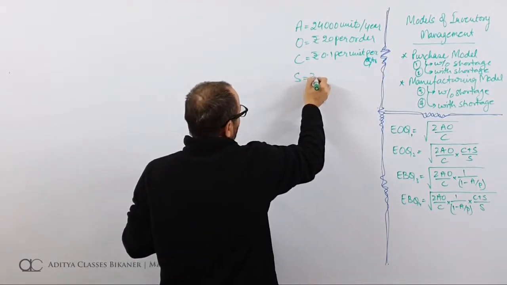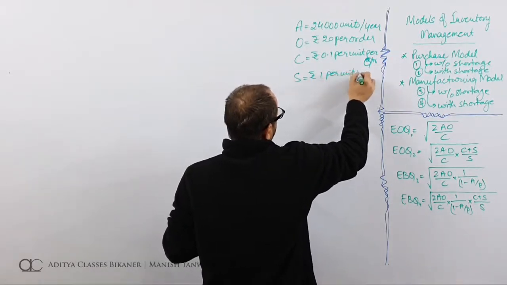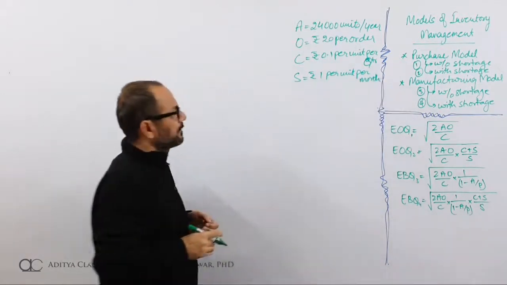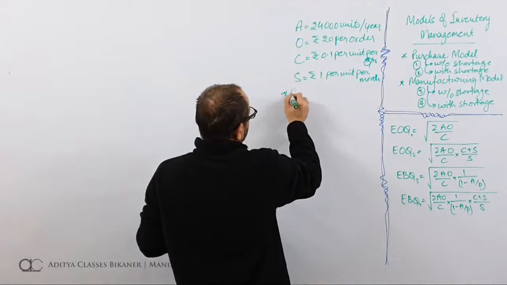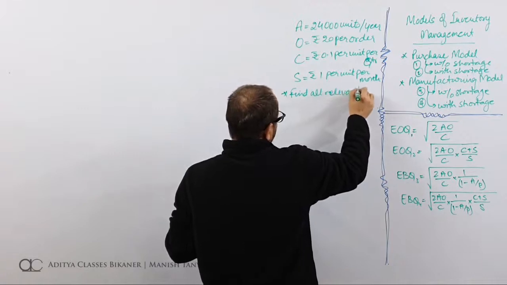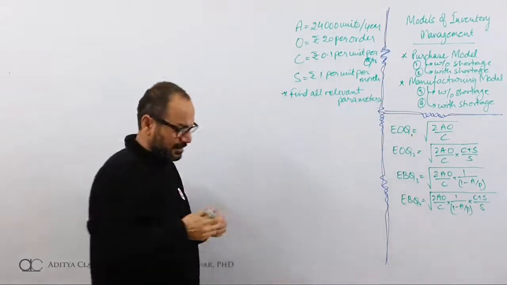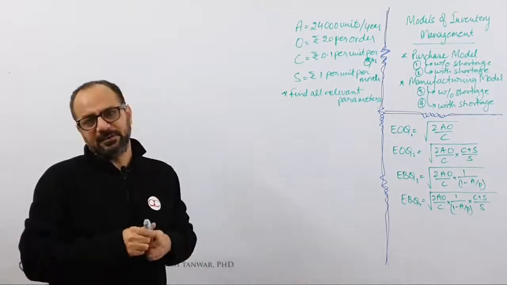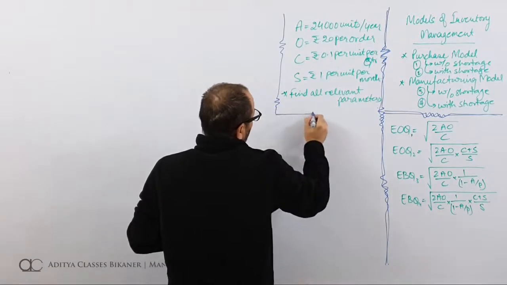Then there is a shortage cost of rupees 1 per unit per month. And then we are asked to find all relevant parameters. Now the first thing is we need to find out which model this is, and the second thing is what the relevant parameters are. So first, let us try to find out what model this is.